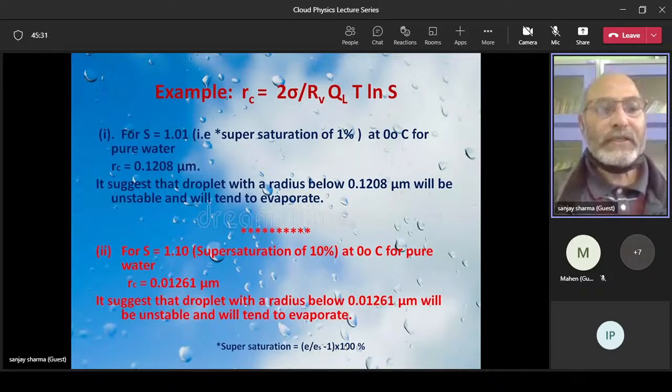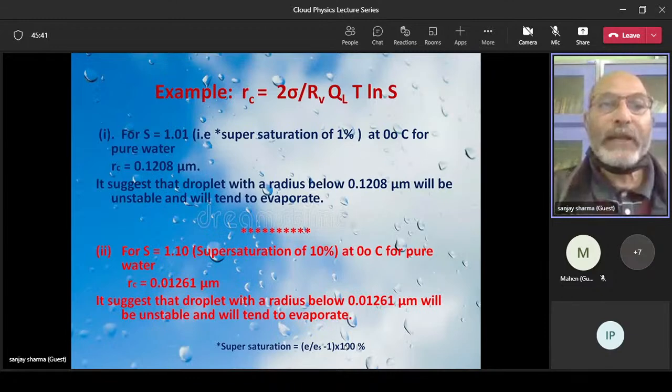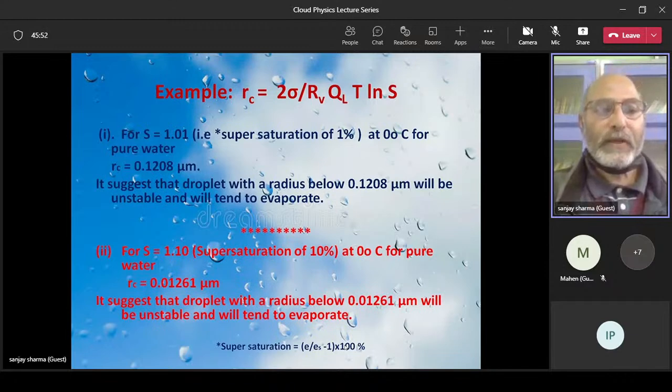It suggests that a droplet with a radius below 0.1208 micrometer will be unstable and will tend to evaporate. So for these given values, for a supersaturation of 1 degree centigrade at 0 degree centigrade for water, the droplet has to reach this size, and only then will it be stable.